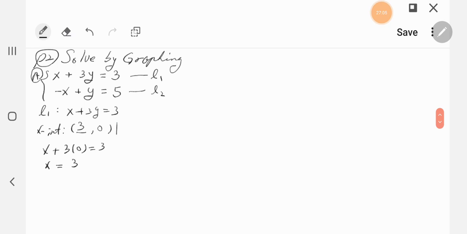How about the y-intercept? Let's find the y-intercept. For the y-intercept, we set x equal to 0 and then find the y value. So x equal to 0 plus 3y is equal to 3. So this means 3y is equal to 3, so y is equal to 1. So that's the y-intercept. Okay, for line 2, let's find the x-intercept and y-intercept.